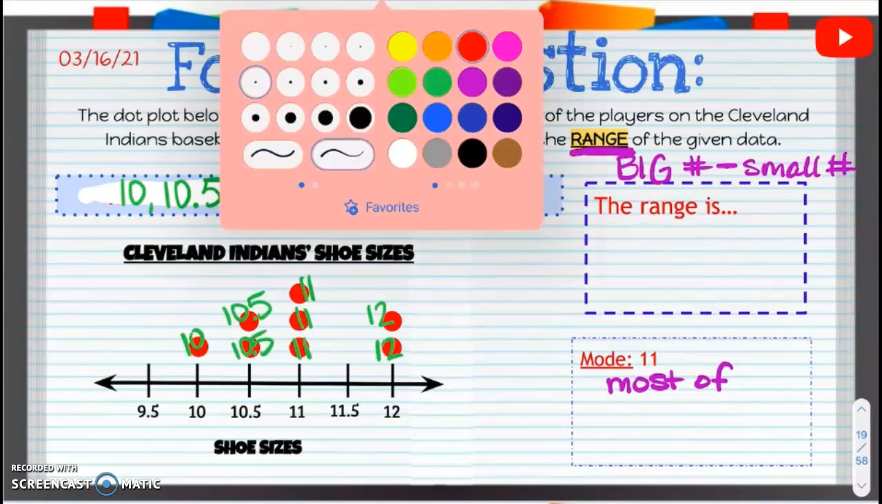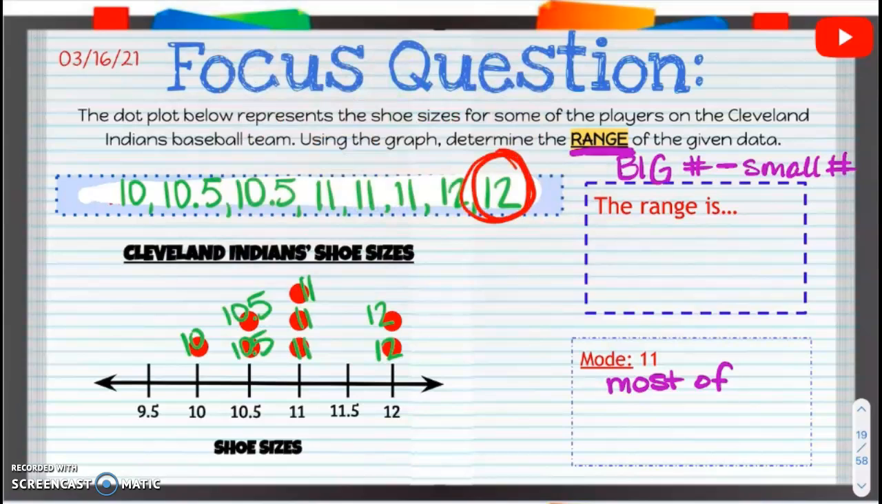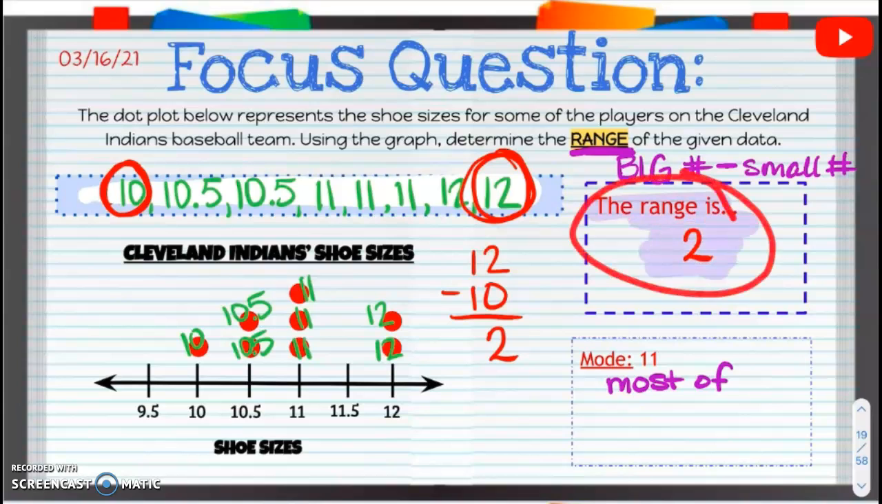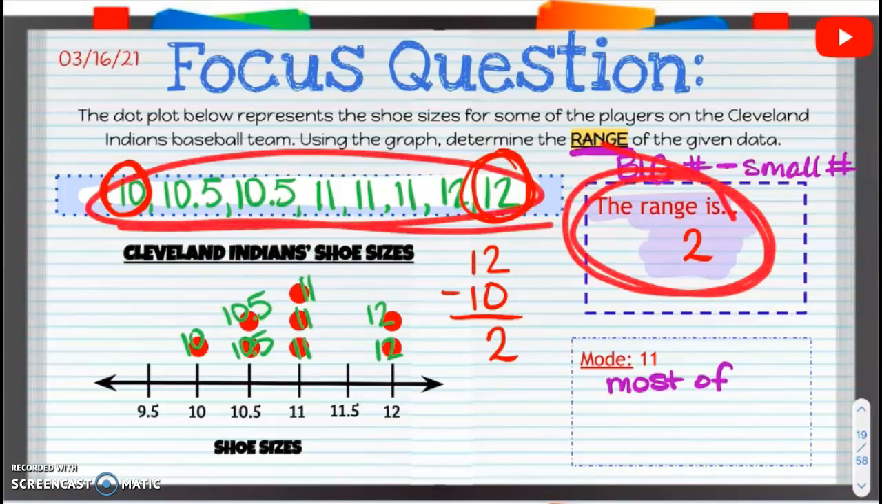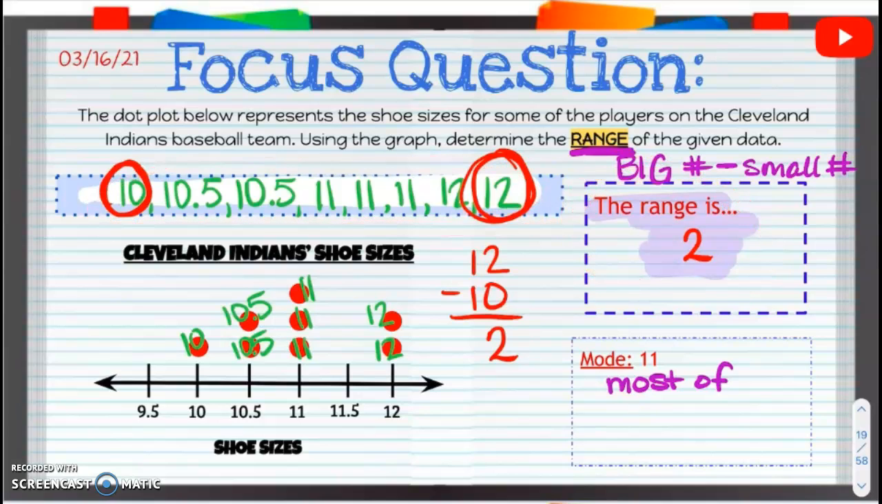We're going to take the biggest number, which is 12, and we're going to subtract the smallest number, which is 10. 12 minus 10 is 2, so our range is going to be 2. That's it. That's all you have to write. And that's going to be it for our focus question. Great job.